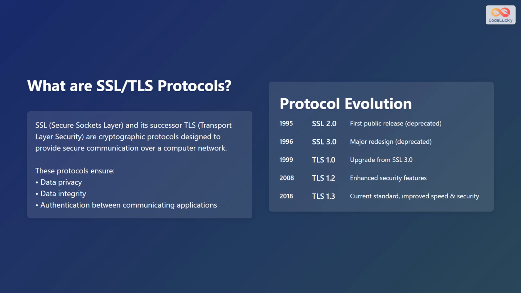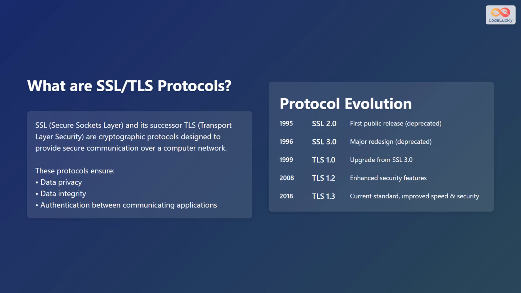Now let's look at the evolution of these protocols. In 1995, SSL version 2.0 was the first public release, but it has since been deprecated. In 1996, SSL version 3.0 was a major redesign, but it has also been deprecated.